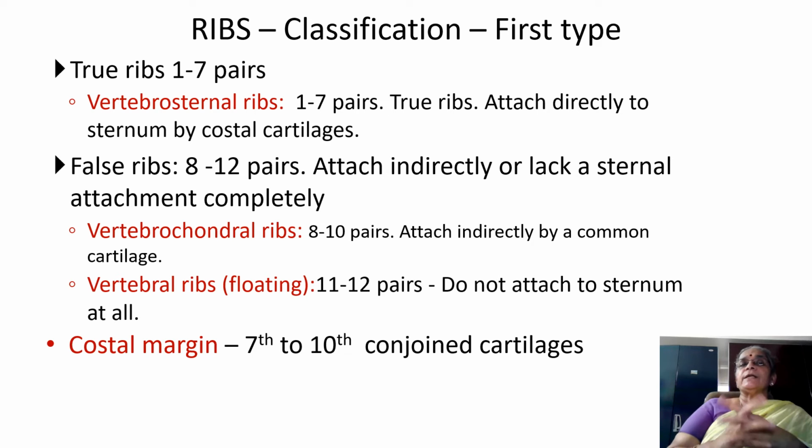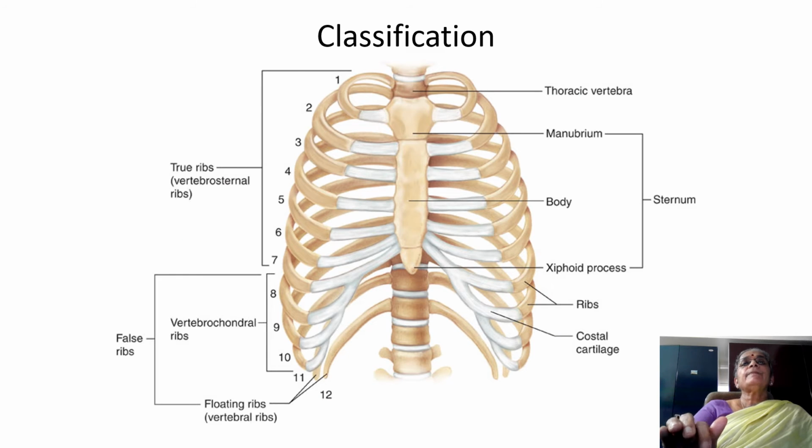And what is that word, costal margin? The 7th to 10th conjoined cartilages contribute to the costal margin of a rib cage. So we are seeing the costal margin of a rib cage. This is the 7th. Then you can see the 7th, 8th, 9th, 10th. So they are contributing to the costal margin. This is the one.